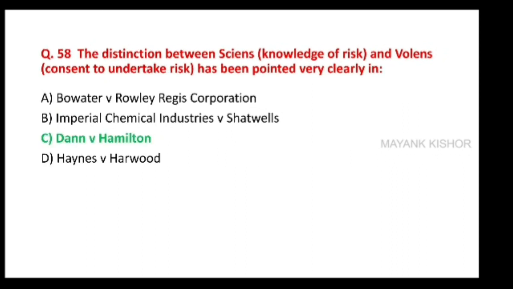Next question, question number 58. The distinction between knowledge of risk and consent to undertake risk has been pointed out very clearly in which case? Option A, Bowater versus Rowley Regis Corporation. Option B, Imperial Chemical Industries versus Shatwell. And option C, Dann versus Hamilton. And option D, Haynes versus Harwood. And the correct answer is option C, Dann versus Hamilton.